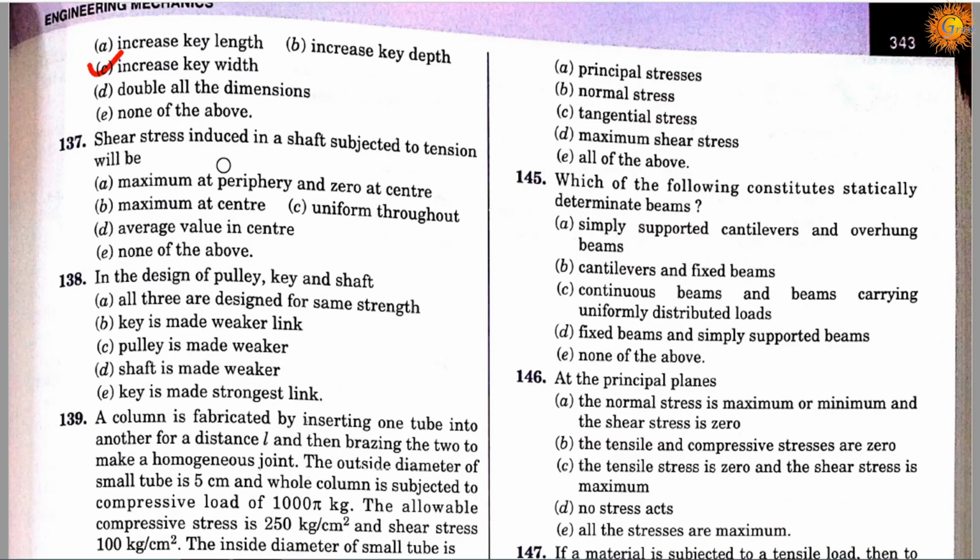Shear stress induced in a shaft subjected to tension will be: option A, maximum at periphery and 0 at center. Option B, maximum at center. Option C, uniform throughout. Option D is an average value in center. Option E is none of the above. Correct answer is E, it will be none of the above.